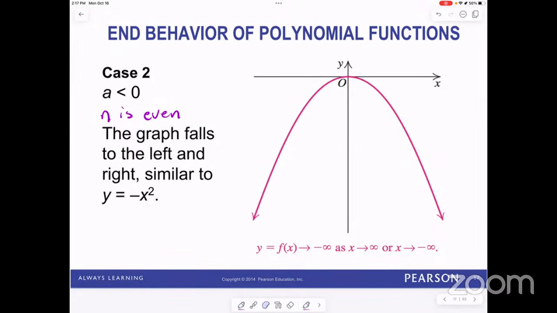Okay. So now we saw 2 cases where the degree of our polynomial is even, and basically both ends went off in the same direction. So let's see what happens when n is odd.